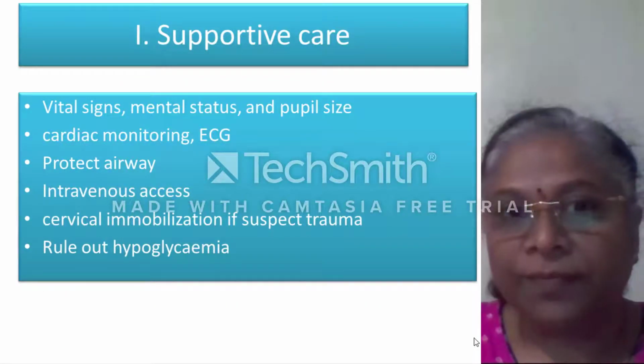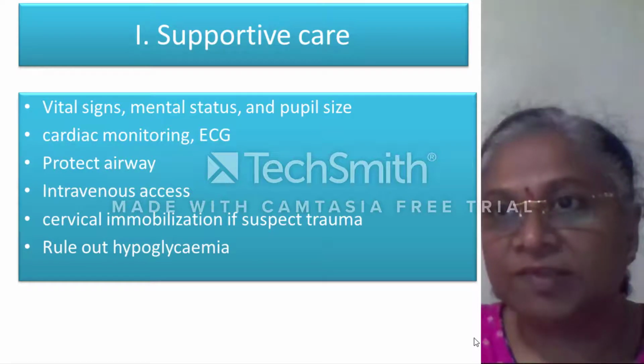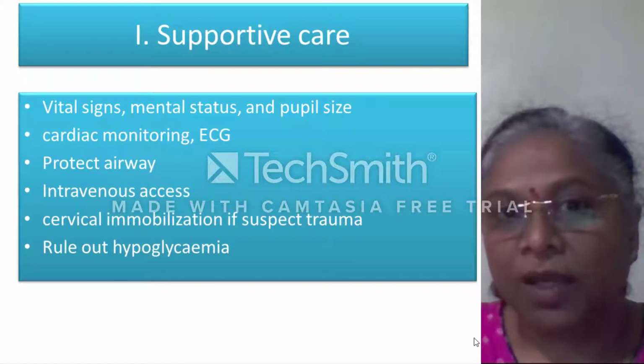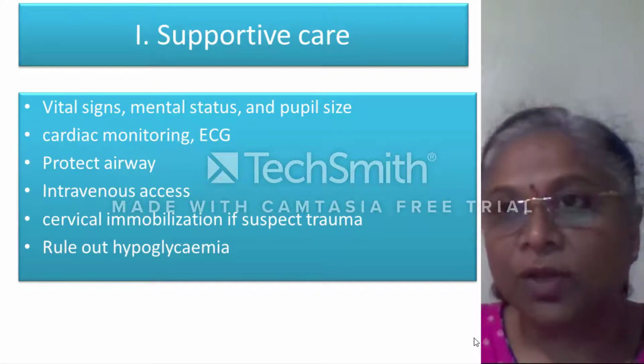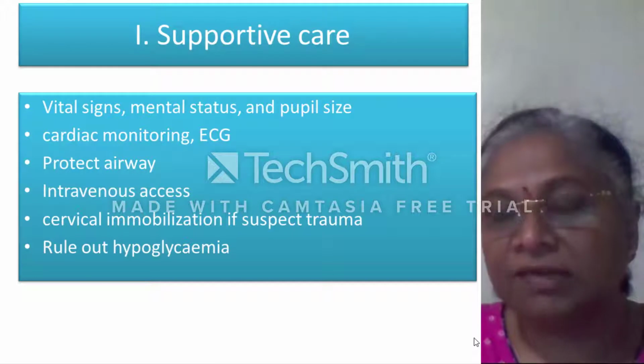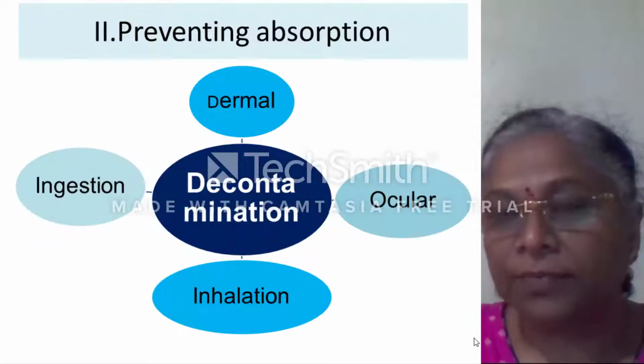In supportive care, you have to understand the vital signs of the poisoning, the mental status of the patient, and the change in the pupil size, so that you come to know which type of drug might have caused the poisoning. We also have to monitor the cardiac status by recording an ECG. We have to give assistance for protecting his airway. Sometimes there has to be intravenous access, cervical immobilization if we suspect trauma, and we have to rule out hypoglycemia. Is it caused because of the poisoning or because of any underlying pathological condition?